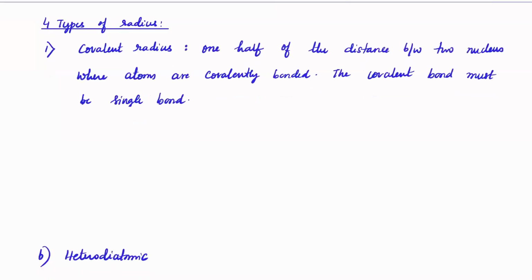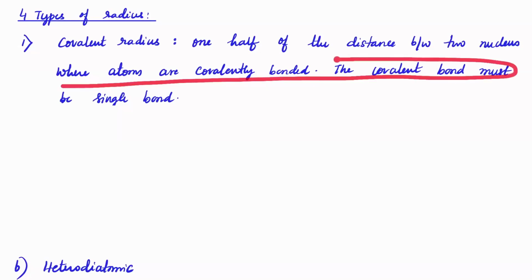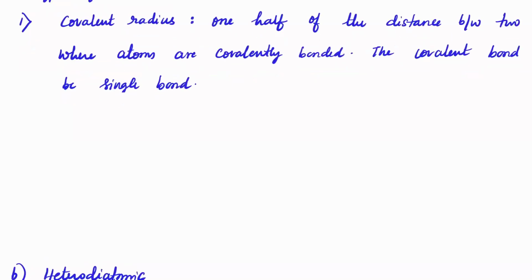So now let me start with the covalent radius. So covalent radius is defined such a way that it is one half of the distance between the nucleus. Okay, one half of the distance between the nucleus where atoms are covalently bonded. The covalent bond must be a single bond here. So we are talking about a single bond here. For instance, if I'm talking about, let's say, two atoms here like this one, and the next atom, which is of same size, and this is how the overlap is happening here, correct?